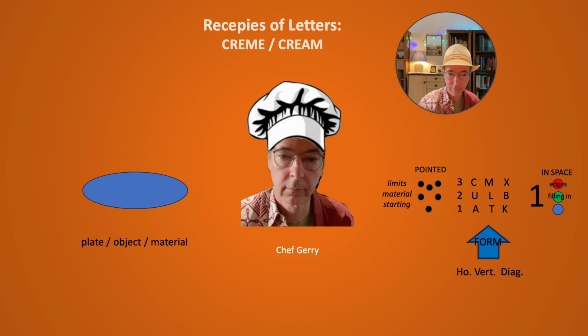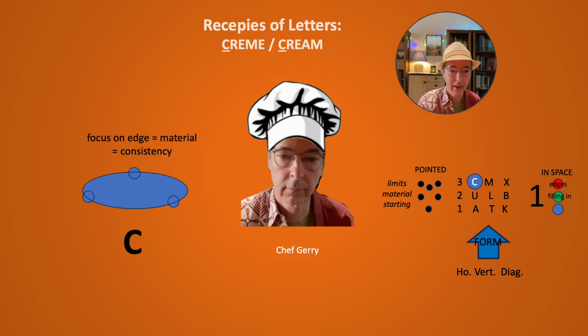Chef Gerry will focus on the plate, where there is an object or a material, and he will choose letters, and with these letters he will create the recipe. The recipe will be the word crème or cream. The first letter that I will choose is of course the letter C. Where is it in my system? You can read it. I have 3 points at the border, at the edges, so I will focus on the edges of my plate or my material.